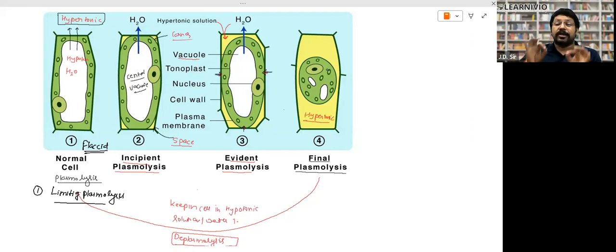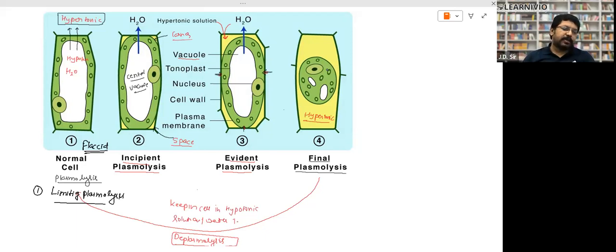One last thing: the final plasmolyzed cell is still alive. If we keep this cell in normal water, what will happen? The cell will again regain its shape and become alive. But this is possible only if it is kept in the normal solution or pure water immediately after plasmolysis, else the cell will die.